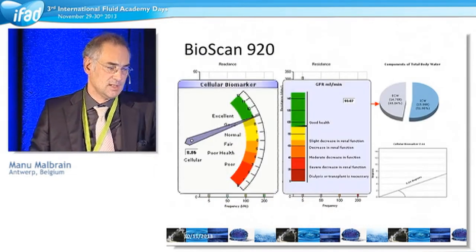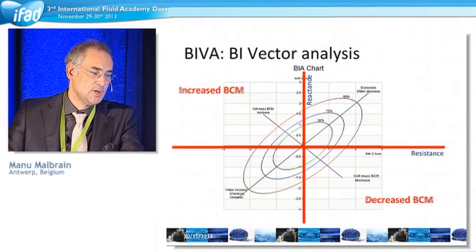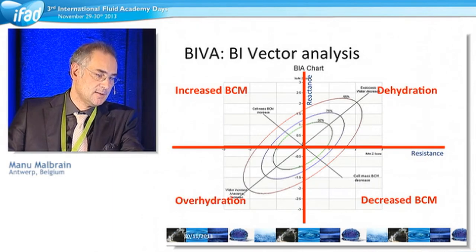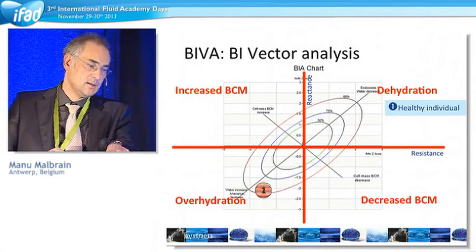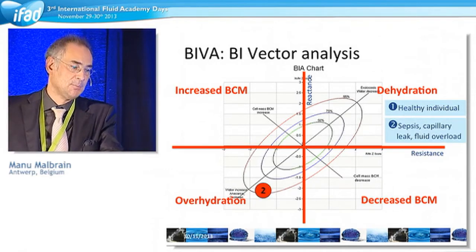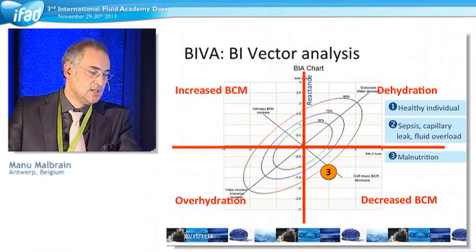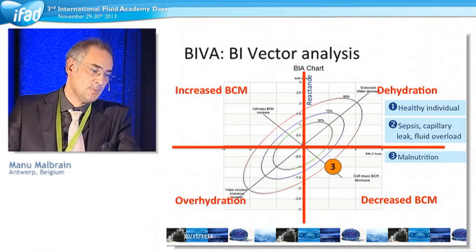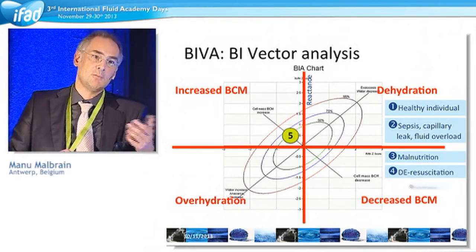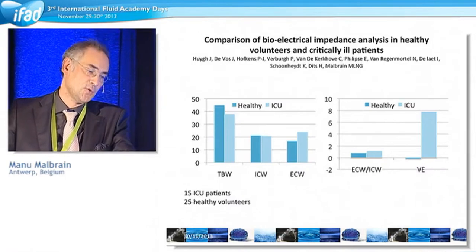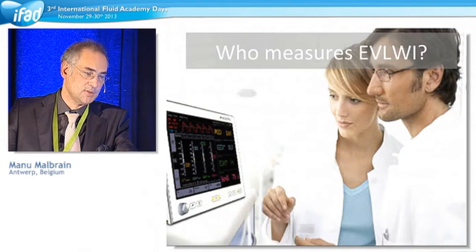Not going into detail, but bioelectrical impedance analysis may be able to demonstrate where the patient is. This is a patient in normal condition, a healthy individual, who may then develop a sepsis, a shock, a capillary leak, so he gets overhydrated. Then this patient may be with decreased body cell mass due to malnutrition, and then we may de-resuscitate the patient, bringing him back, and then in the anabolic phase. So this, for the future, I think, may help to identify the patients who need some de-resuscitation.